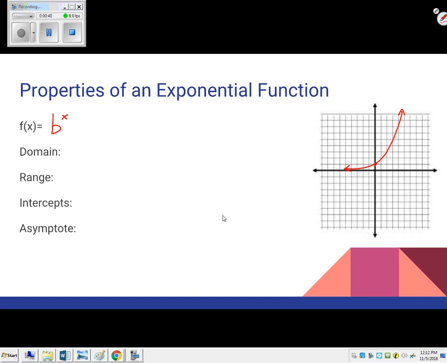Now, on all these that we're going to be doing tonight, as you can see, the domain is going to be from negative infinity to infinity. On this one in particular, it comes down and almost touches the x-axis. It's really close to it, but it doesn't quite touch it, making the range 0 to infinity. On the basic parent function, the only time it's going to touch an axis is at the point (0, 1). I think I've already said the asymptote is going to be at y equals 0, or simply the x-axis.